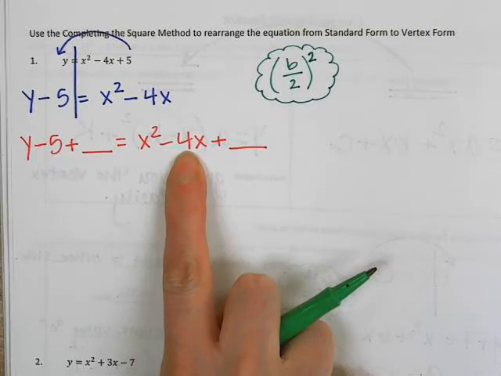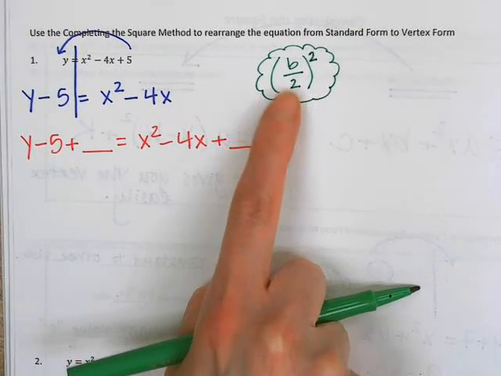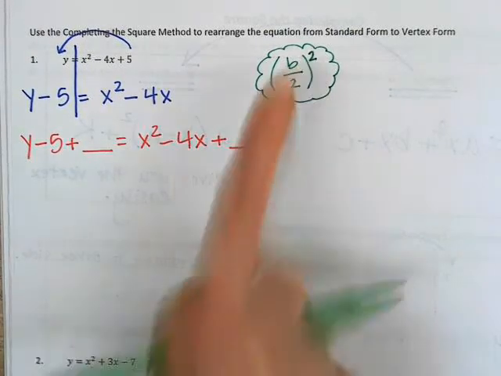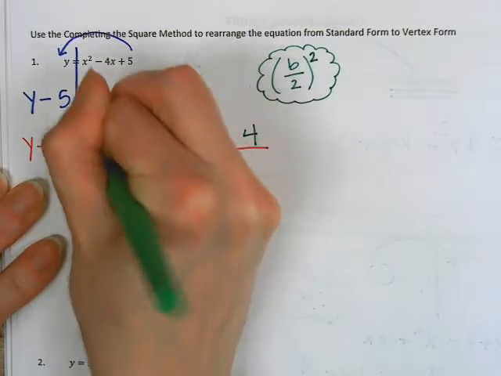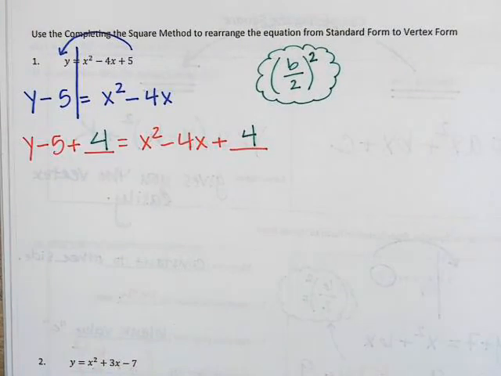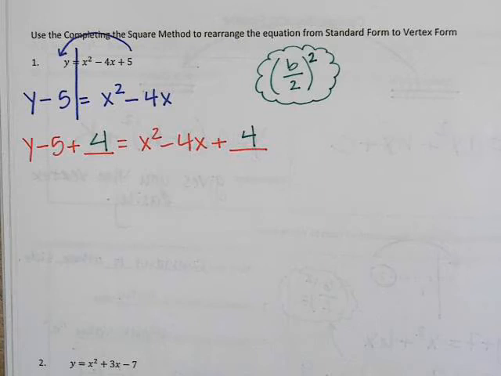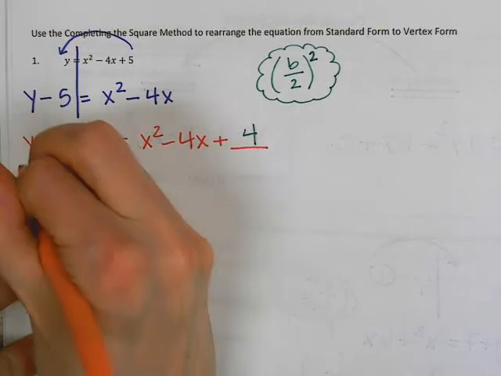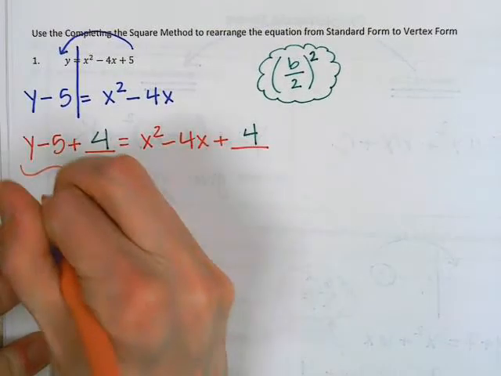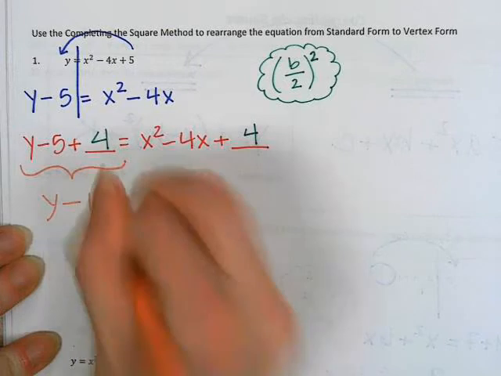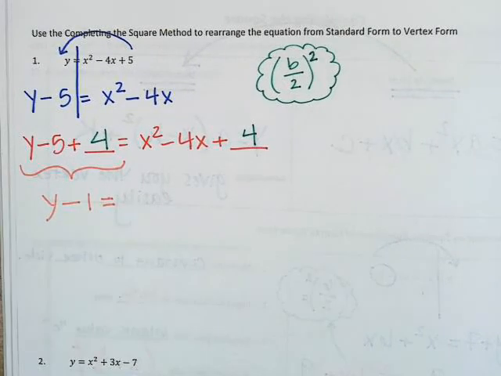Okay, and this is b. So b is negative 4. Negative 4 divided by 2 squared. Negative 4 divided by 2 is negative 2, and negative 2 squared is positive 4, because when you square a negative, it goes away. So you fill that in for both sides. Now we clean it up a little bit. If you add like terms here, it's y minus 1, because negative 5 plus 4 is negative 1.